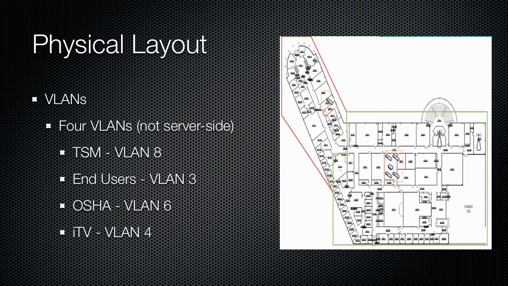VLANs, there are 4 end-user VLANs and 3 server VLANs. There's a TSM VLAN, an end-users VLAN, an OSHA VLAN, and an ITV VLAN, which corresponds to generally certain areas of the building. The building on both floors is pretty symmetric. Both floors exhibit the same type of structure as far as rooms, and the general boundaries on this map show the general areas of what rooms are covered under which VLAN.